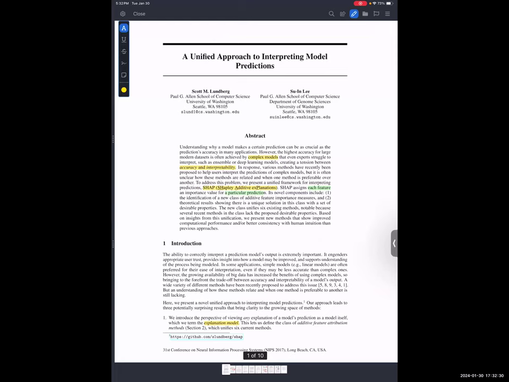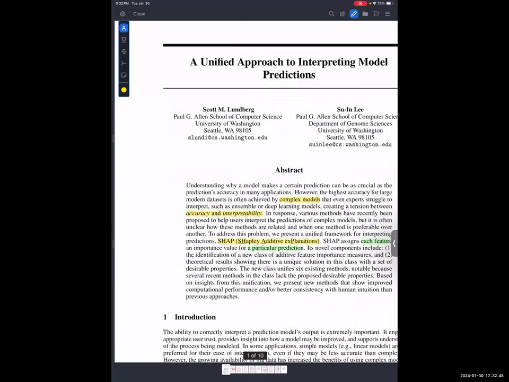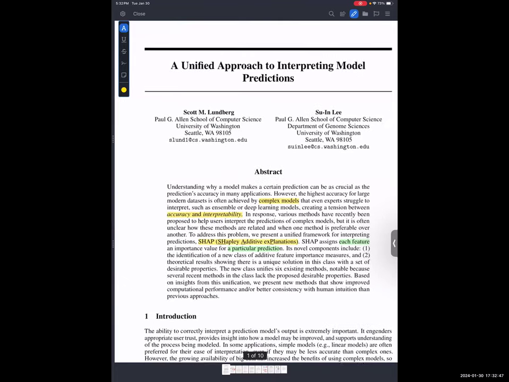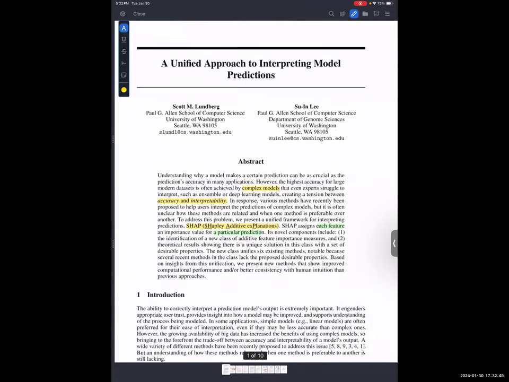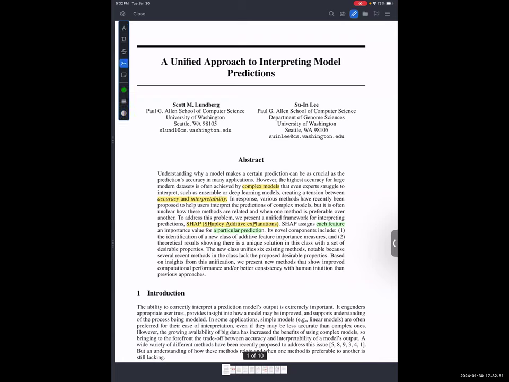This is the paper for the Shapley value. It's actually one of the most highly cited papers recently. Yeah, this is the graduate student. This is the PhD advisor.